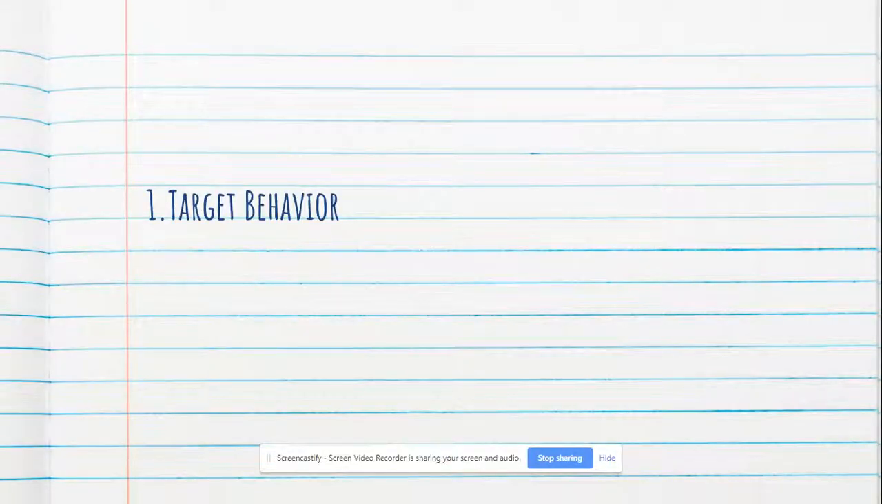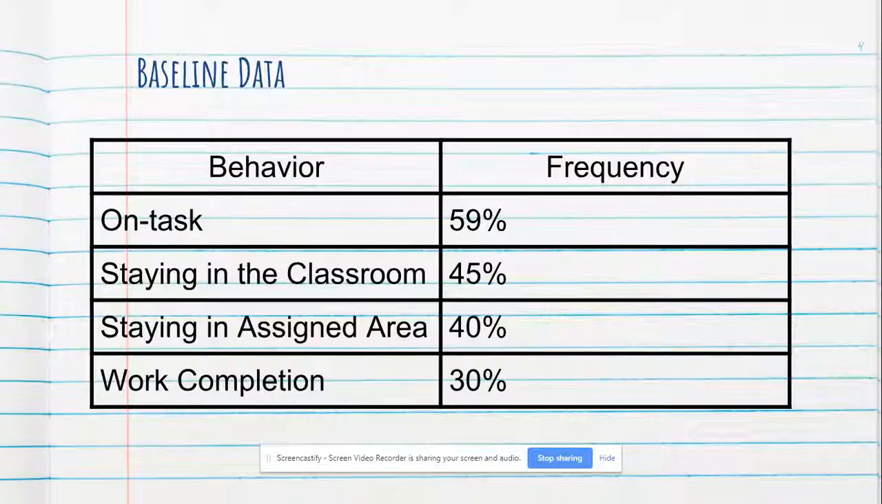Now we will take a look at the components of the target behavior I developed. I collected the following data over a 2 week time period. Given an 8 period day, JD is on task 59% of the time across all academic classes. He is remaining in the classroom 45% of the time. He is remaining in his assigned area of the classroom 40% of the time. JD has completed 30% of his classwork as measured by the teacher's grade report.